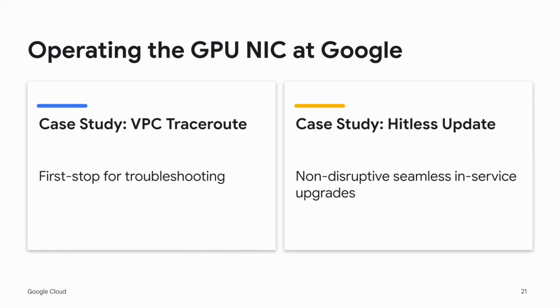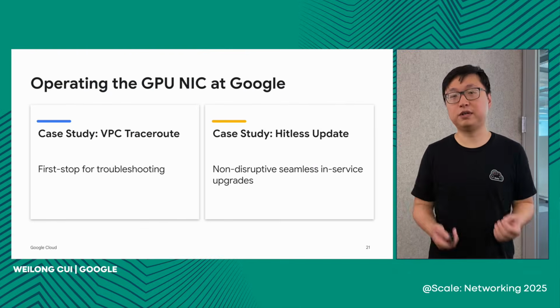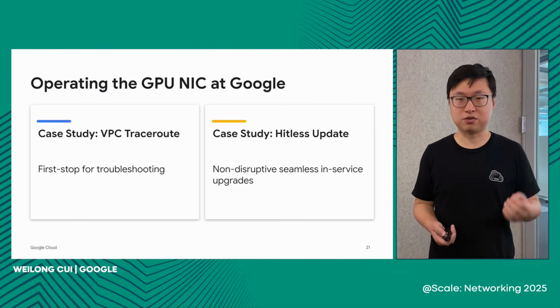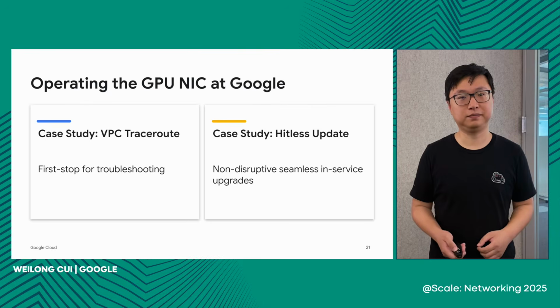Thanks, Chang. Next, I'll talk about two case studies of how we make the GPU NIC and network easy to operate and troubleshoot, for both our customers and for Google. The first will be a feature called VPC traceroute. This is our first stop, or go-to stop, for troubleshooting. And second, I will talk about how we do in-service software upgrades without disrupting our customer traffic.